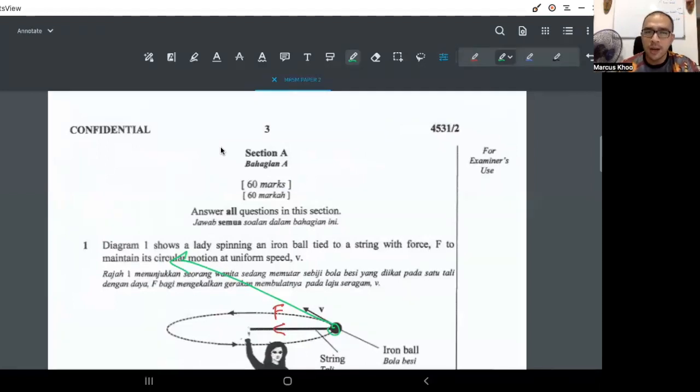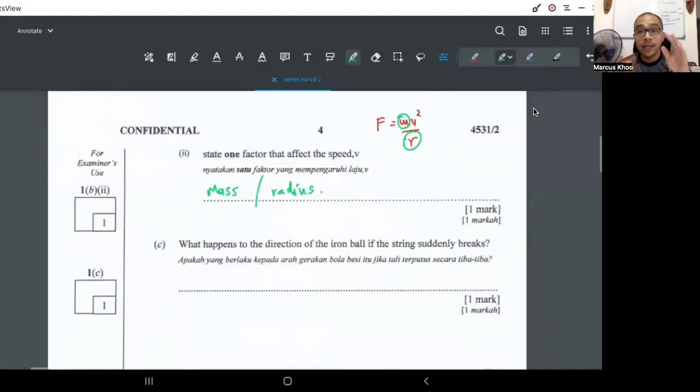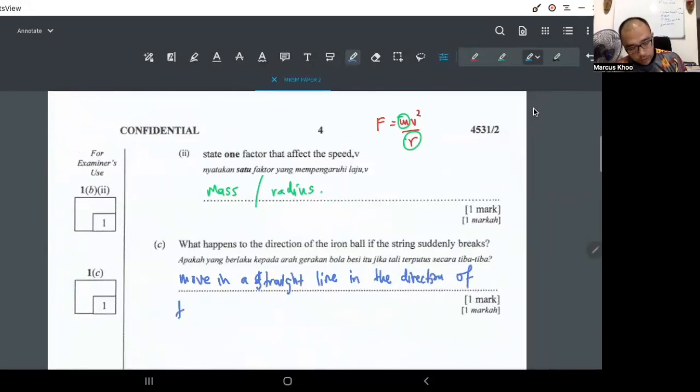So of course the problem is, how do we write this answer? Macam mana kita mau tulis jawapan ini sekiranya ini adalah soalan yang keluar. Okay, so let's kind of standardize this so that we can get it all right lah. So it will move in a straight line in the direction of tangent to the circular path. Okay.